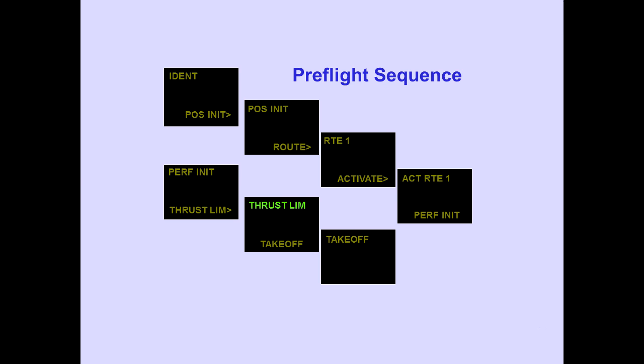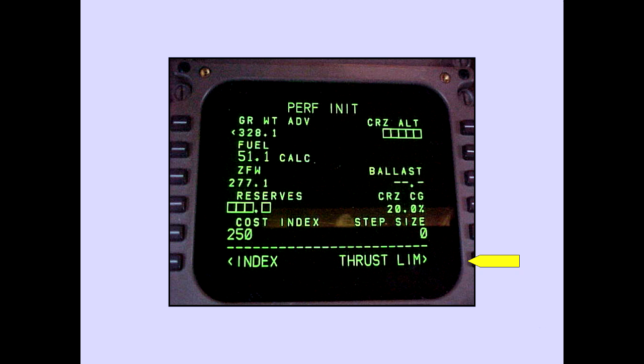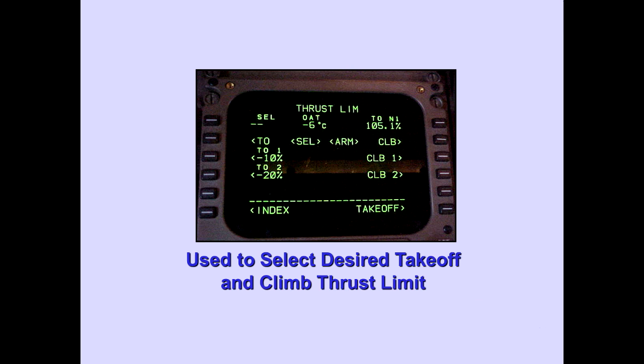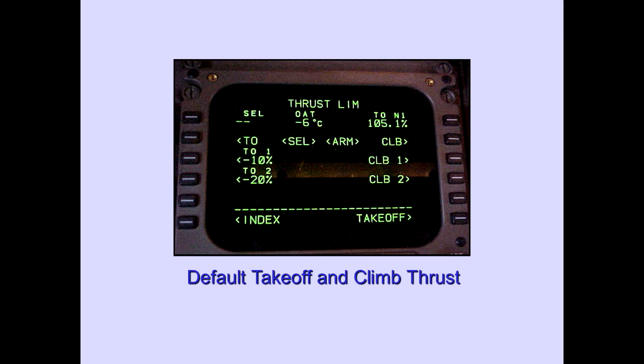Preflight sequence continues on the thrust limit page. Pushing the lower right line select key displays the thrust limit page. Thrust limit page is used to select desired takeoff and climb thrust limit. Default takeoff and climb thrust is full rated thrust. Select is displayed to the right of takeoff, TO, and arm is displayed to the left of climb, CLB. The selected thrust limit is displayed on the N1 title line.